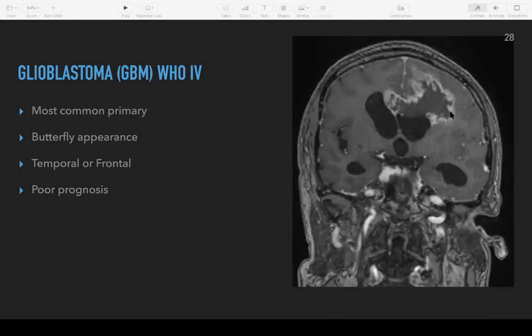Usually, it is divided according to genetic mutation background. I will not talk about this, but the most common locations are the temporal lobe and frontal lobe. And unfortunately, it carries a very poor prognosis despite gross total surgical resection, chemotherapy, and radiation therapy. The majority of patients will have a recurrence within 8 to 15 months. And unfortunately, the natural history of the disease is a killer disease.